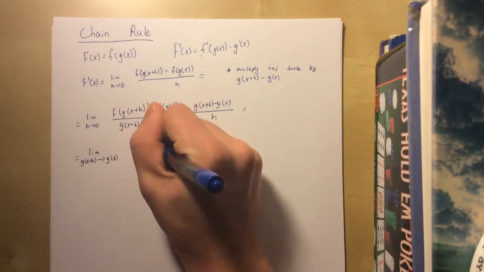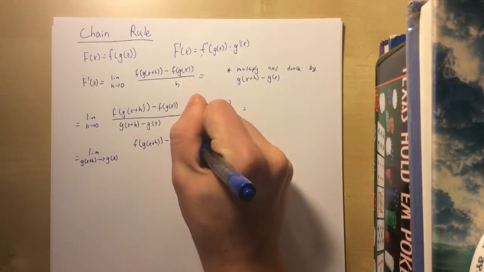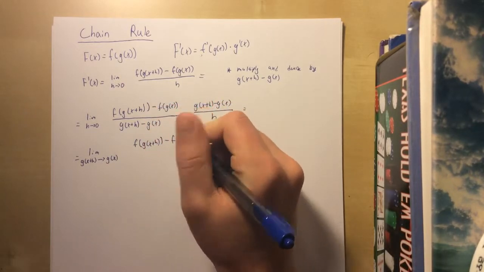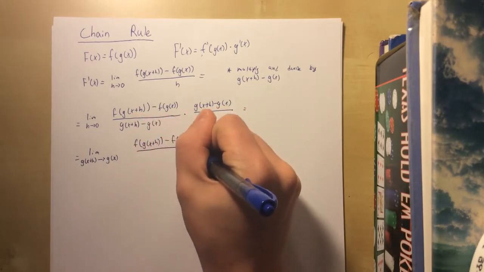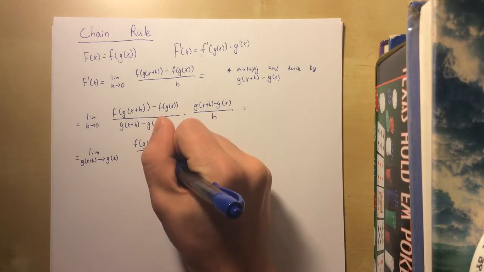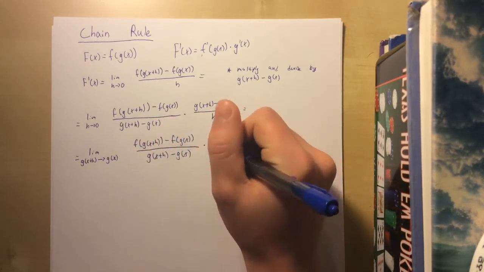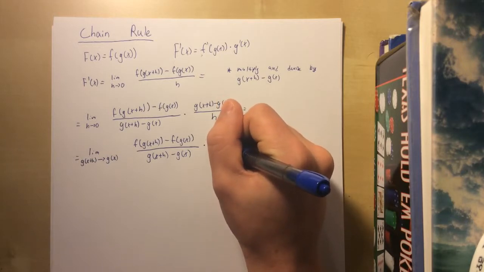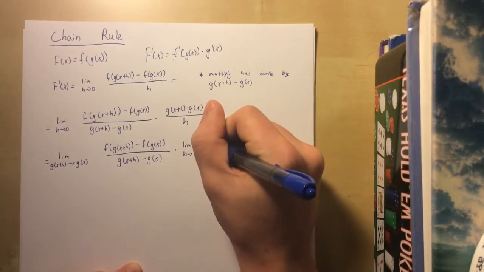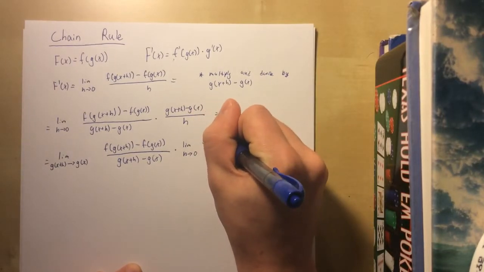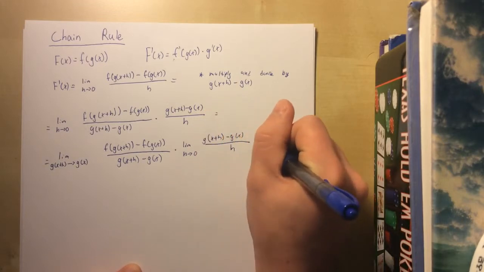So then we have the limit as g of x plus h approaches g of x of f of g of x plus h minus f of g of x over g of x plus h minus g of x, times the limit as, and this one's just going to stay normal, of g of x plus h minus g of x all over h.